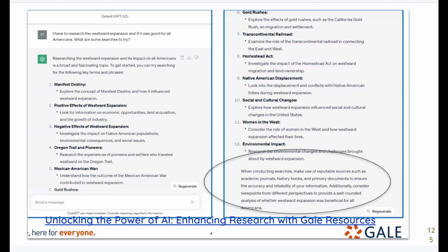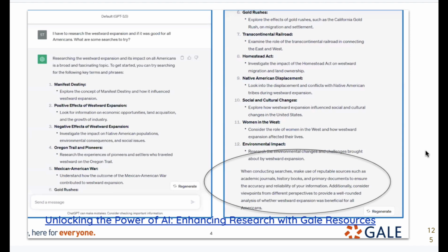And so ChatGPT 4.0 suggested, hey, why don't you look at material related to manifest destiny, the positive effects of westward expansion, and it gives you some words to look for: the Oregon Trail and its pioneers, the Homestead Act, Native American displacement. These terms may not have immediately come to mind for the researcher, but now before they go into the Gale product, they actually have a vocabulary and some suggested subject headings if they match.